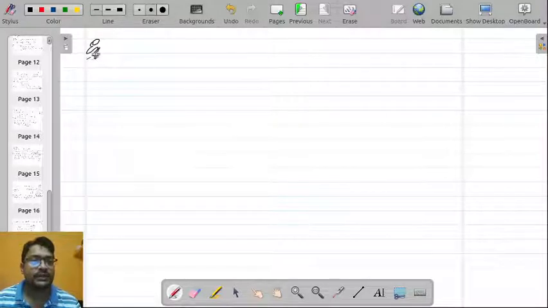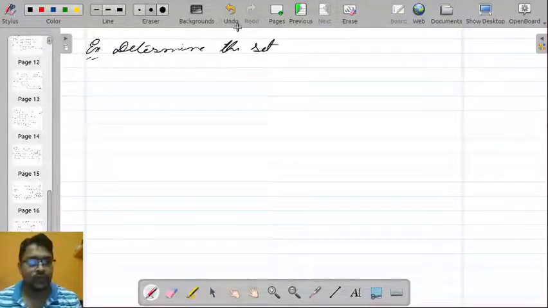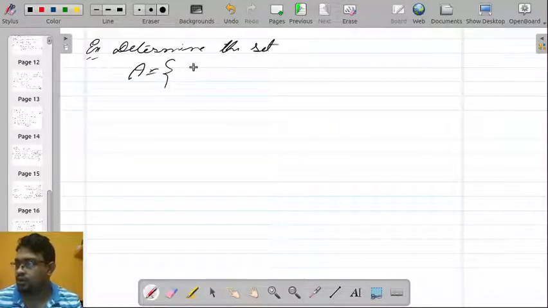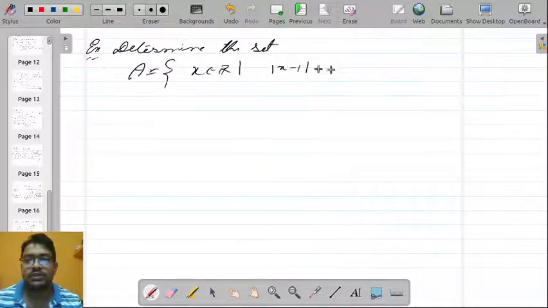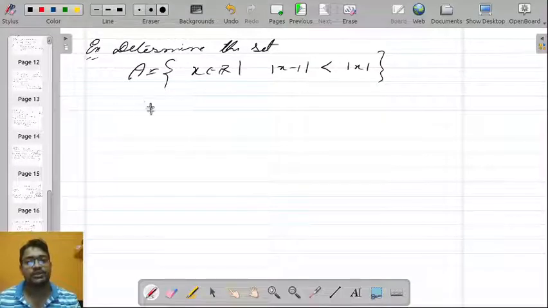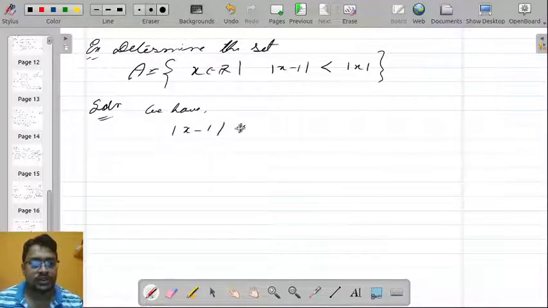Okay, this one. Next, say suppose I want something like this. Exercise: determine the set A equal to the set of x belongs to R such that mod of x minus 1 is strictly less than mod x. Okay, mod of x minus 1 is strictly less than mod x. Okay, so here it's a little bit complicated, so let us just avoid writing it in set form. So we have mod of x minus 1 is strictly less than mod x.